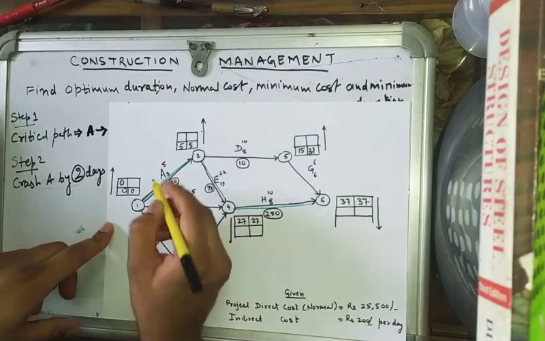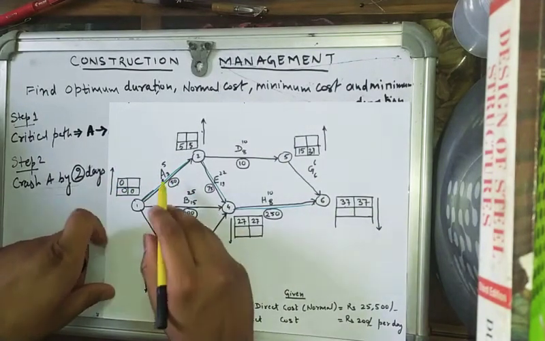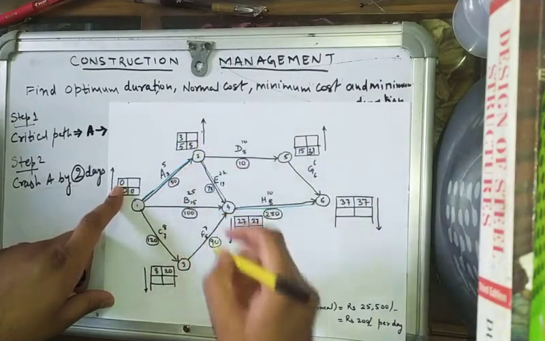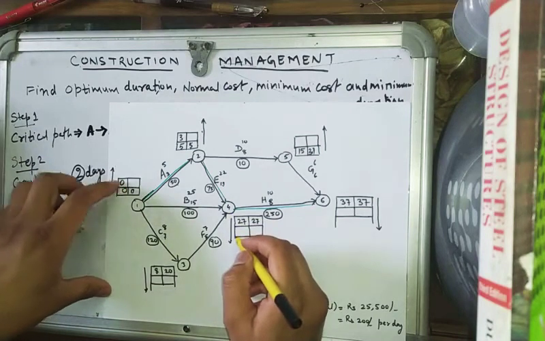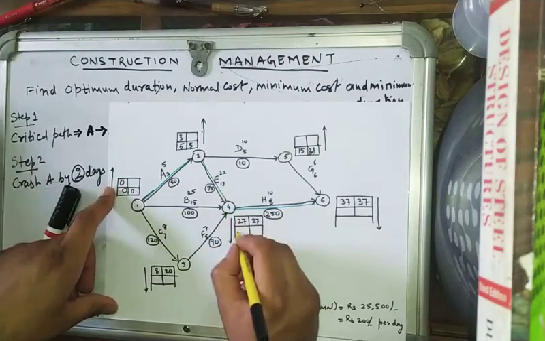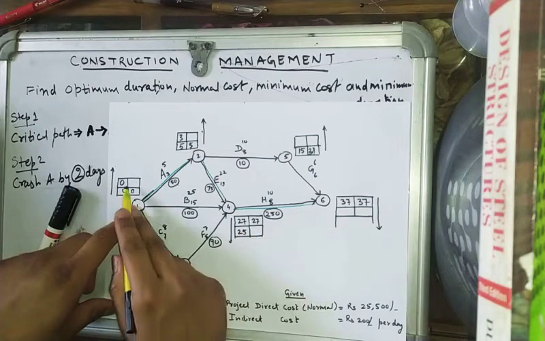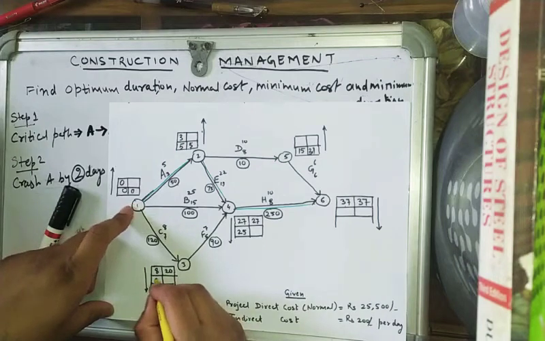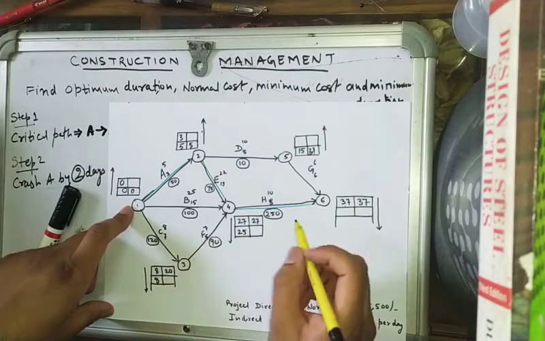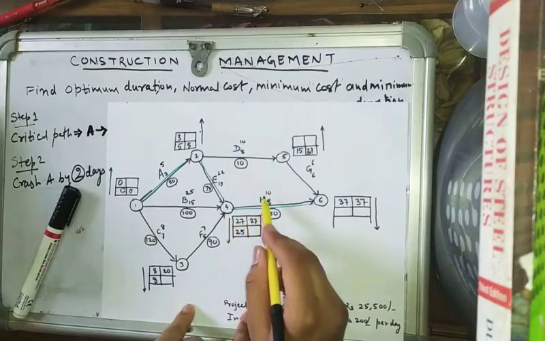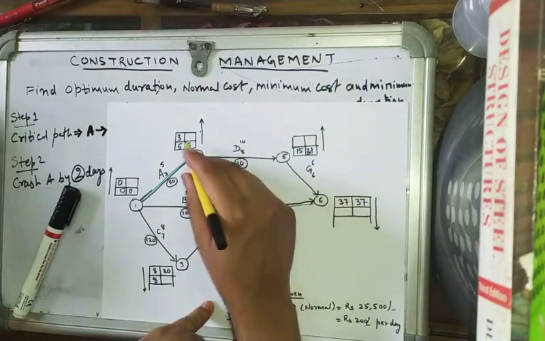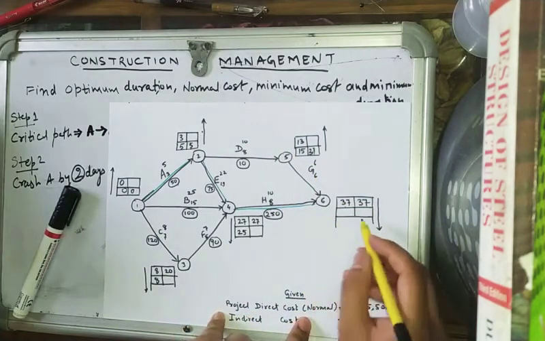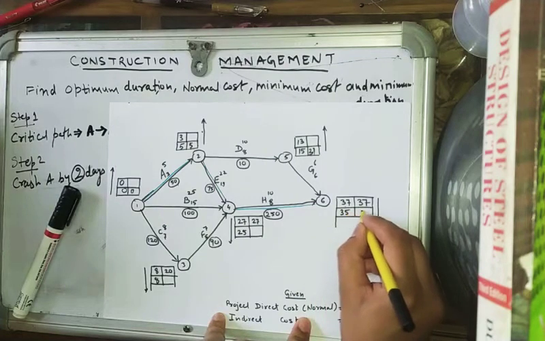So EOT will be 0 plus, now the time for A will be 3 days. 0 plus 3, so it will be 3. So 3 plus 22 is 25, and here 0 plus 25 is also 25, and here it is 0, 8 plus 7 is 15. We will not take this. So 25 plus 10 is 35, and here we know that 3 plus 10 is 13. 13 plus 6 is less than 35. So the duration now is 35.